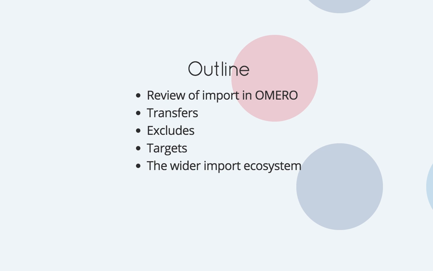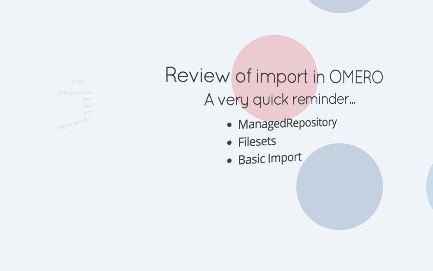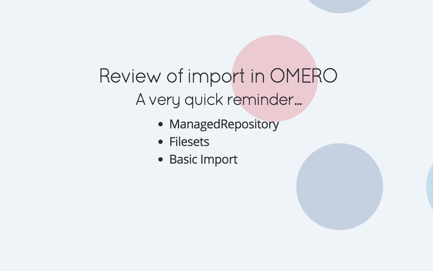So an outline of the talk is, first of all, we're going to review existing imports in OMERO, how the system works, and we're then going to look at the three extension points, which are transfers, excludes and targets. And then finally we'll wrap up with a little bit on the wider import ecosystem, a few other ways that you can do imports. So a quick review of import in OMERO.